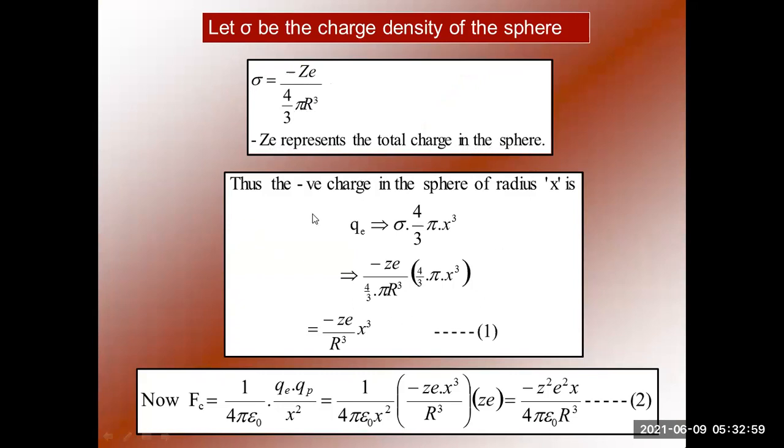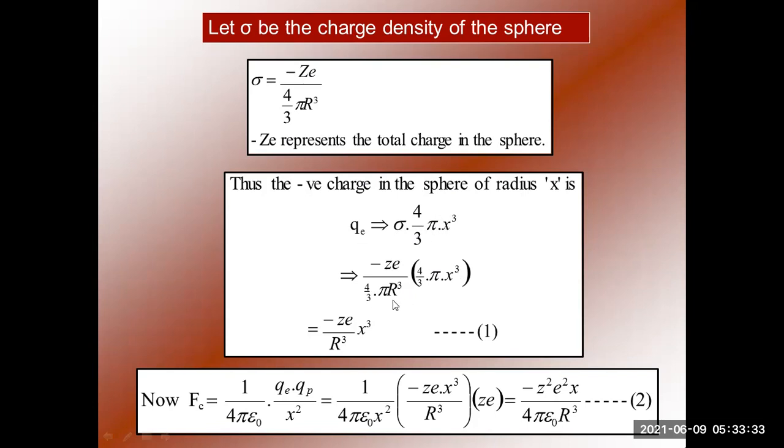Now we move forward to the electron cloud in the dielectric atom. It has a radius small x. So the atom has a charge, right? This charge is given by the product of the charge density and the volume of the electron cloud. The charge density we just calculated, so we substitute that value here, and the volume of the electron cloud is nothing but 4 by 3 pi x cube, right?